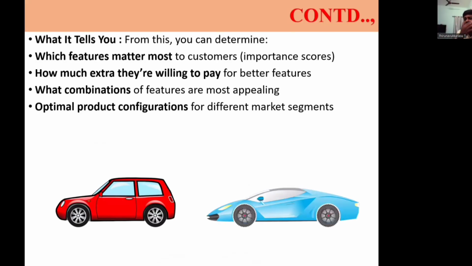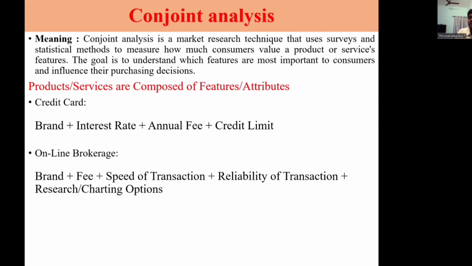This is about conjoint analysis. You can determine the different comparisons, which features matter most to the consumer, the importance score, and what the consumer is willing to pay for additional features. Conjoint analysis is a market research technique that uses a survey or statistical method to measure how much the consumer values a product or service for its features.